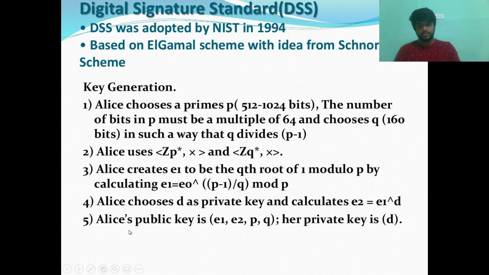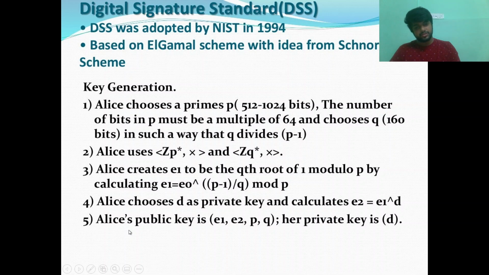So the other scheme is the digital signature standard, which is the most commonly used technique as of now. So the DSS was adopted by NIST in 1994 based on the ElGamal scheme with the idea from the Schnorr scheme. So it is basically again based on the ElGamal scheme, which was the first and the primary scheme. So it is just modified a bit.